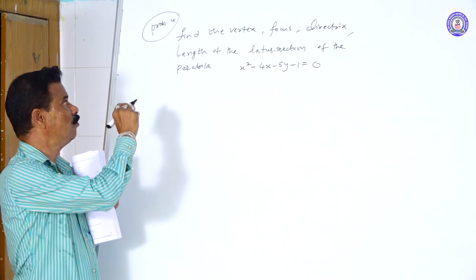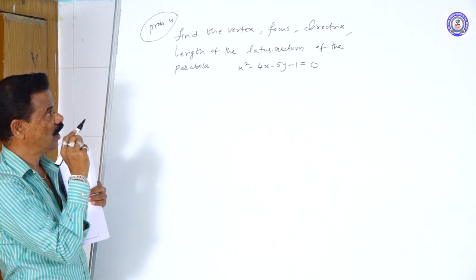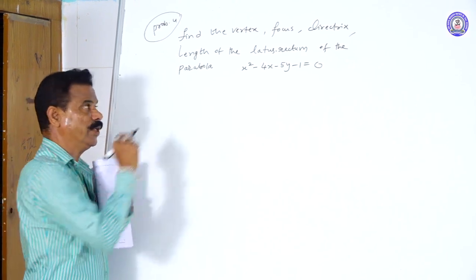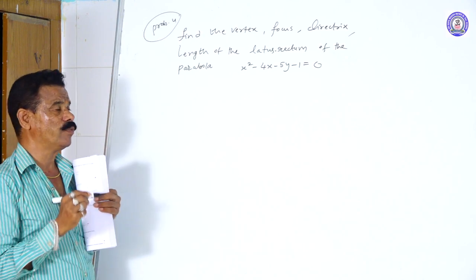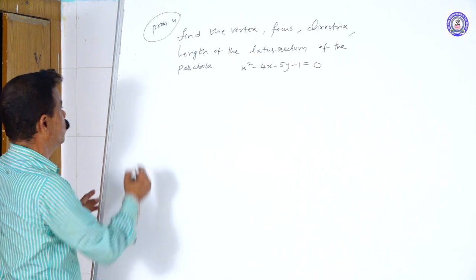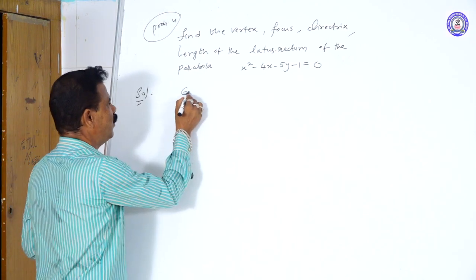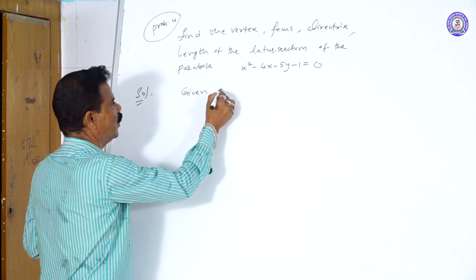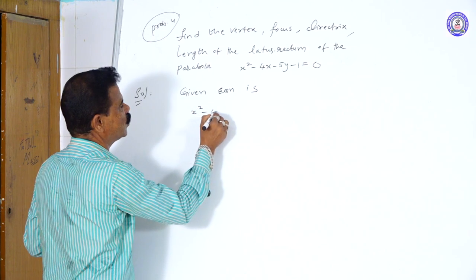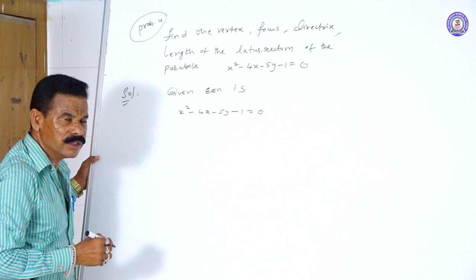Here is another new problem. Find the vertex, focus, directrix, and length of the latus rectum of the parabola with equation x square minus 4x minus 5y minus 1 is equal to 0. Solution. The given equation is x square minus 4x minus 5y minus 1 is equal to 0.